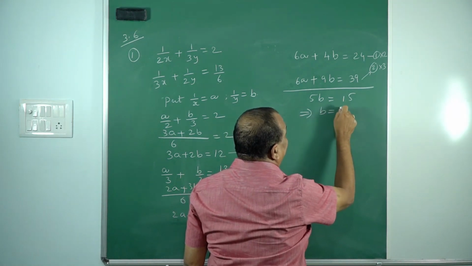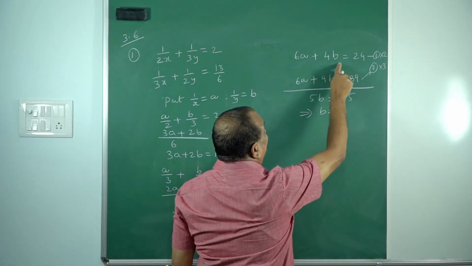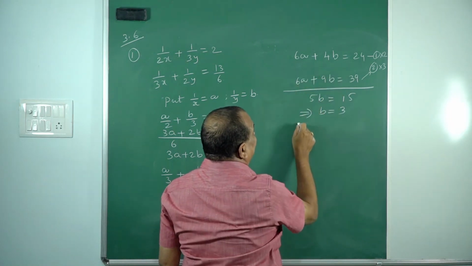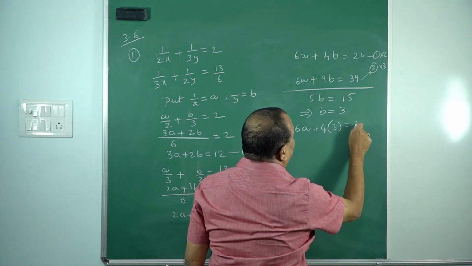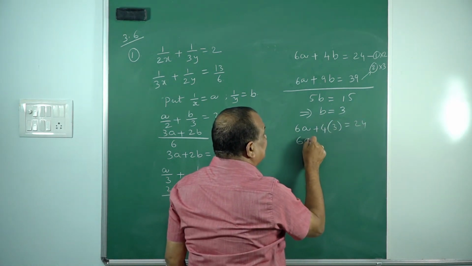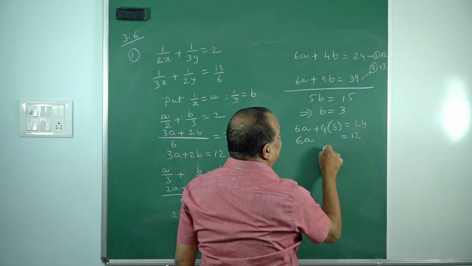5 times 3 is 15, b is equal to 3. The b value I write here. I want to get the a value. 6a plus 4 times b equals 24. 6a is equal to 24 minus 12, 12, and a is equal to 2.